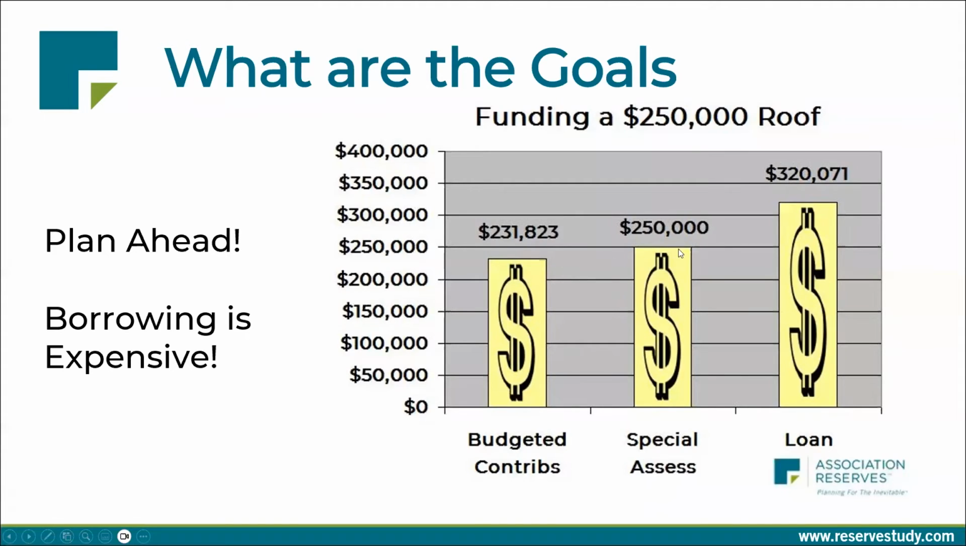The bank is going to pay the rest to get you to $250,000. If right before you need to do the project you take out a loan, it's a 7-year loan at current bank association lending rates, it's going to cost you about $320,000. So that's about 320 over 230. It's about $88,000 more expensive for your homeowners if you take out a loan. So yeah, you can do loans, but they're expensive.